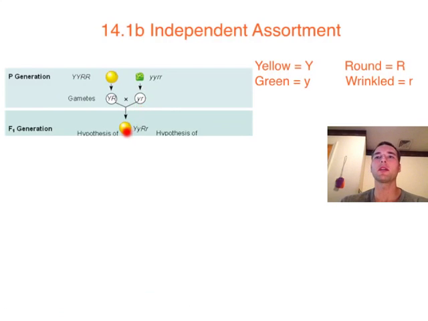Okay, so then we get this offspring. All of them got a capital Y and a capital R from this parent. All of them got a lowercase y and a lowercase r. Anyway, these are called dihybrids. This first generation here, they're called dihybrids.